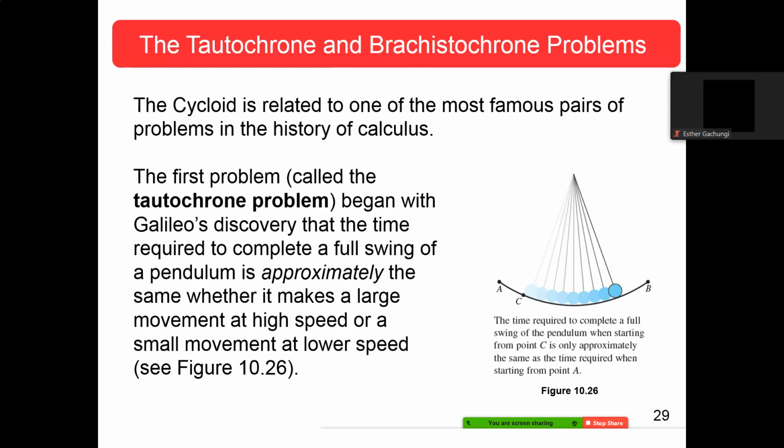It began with Galileo's discovery that the time required to complete one full swing of a pendulum is approximately the same whether you make a large movement at a high speed or a small movement at a slow speed. Approximately the same. And what's happening there, you're moving approximately on the path of a tautochrone. Now what tauto means is same, chrone means time. The same time happens.